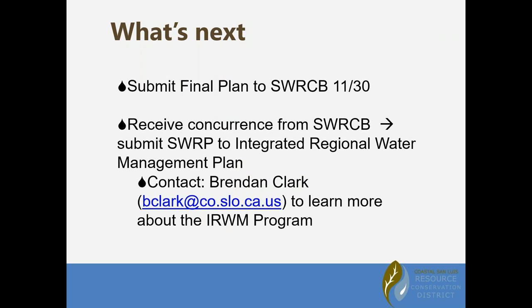So looking forward, what's next, as I mentioned in the beginning, we will be submitting our final plans to the State Water Resource Control Board. They will be reviewing the plan with the guidelines, and we have a self-certification checklist. It's basically a reference sheet to point out where we've met the water code requirements. So that will go to the water board, and they will review it and give concurrence. Once we receive concurrence from the water board, the plan will then go to the Integrated Regional Water Management Group, and they will adopt the plan into the IRWM plan.